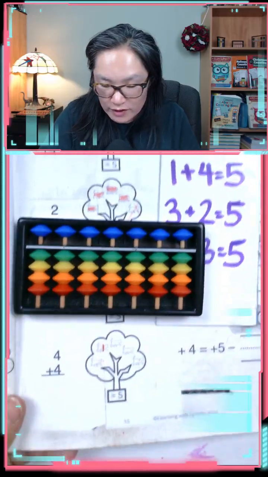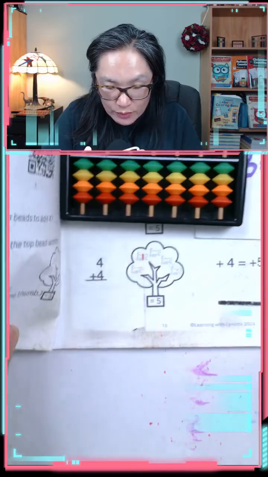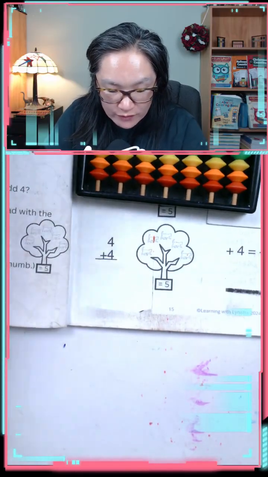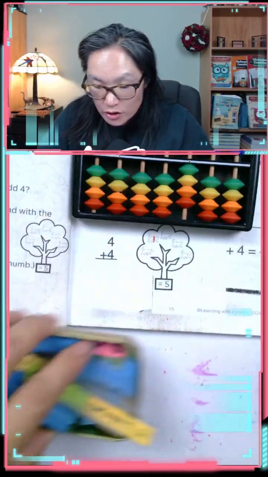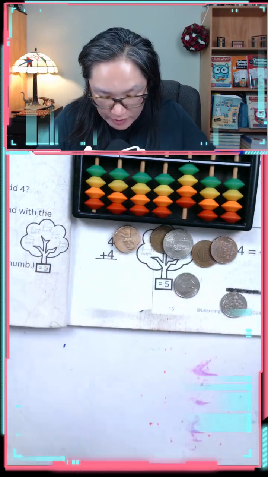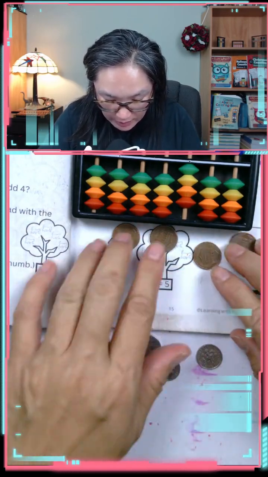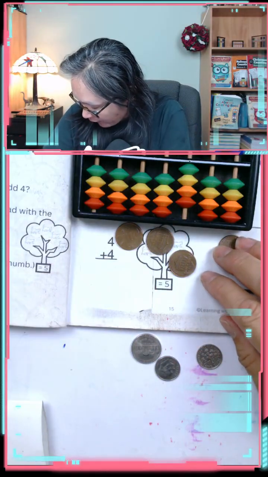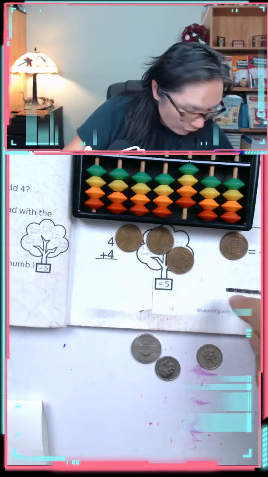We know that 4 plus 4 is equal to 8. Yes, we do. But we've memorized what 4 plus 4 is. What we're going to do on the abacus is I'm going to show you what 4 on the abacus looks like. So let me use a little bit more props just to get my example understood. So we have 4 on the abacus. 1, 2, 3, 4. We have 4 pennies, right?